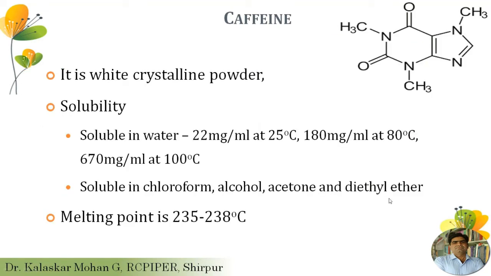Before going to the isolation, we should know some physicochemical properties. You will be very surprised that caffeine shows wide solubilities. What does it mean? It is soluble in water as well as in chloroform, alcohol, acetone, as well as diethyl ether. The solubility in water increases as the temperature increases. At normal room temperature it has 22 milligram per ml, while in boiling water it is 670 milligram per ml. So it is highly soluble in water as well as chloroform. It has a melting point of 235 to 238 degrees Celsius.